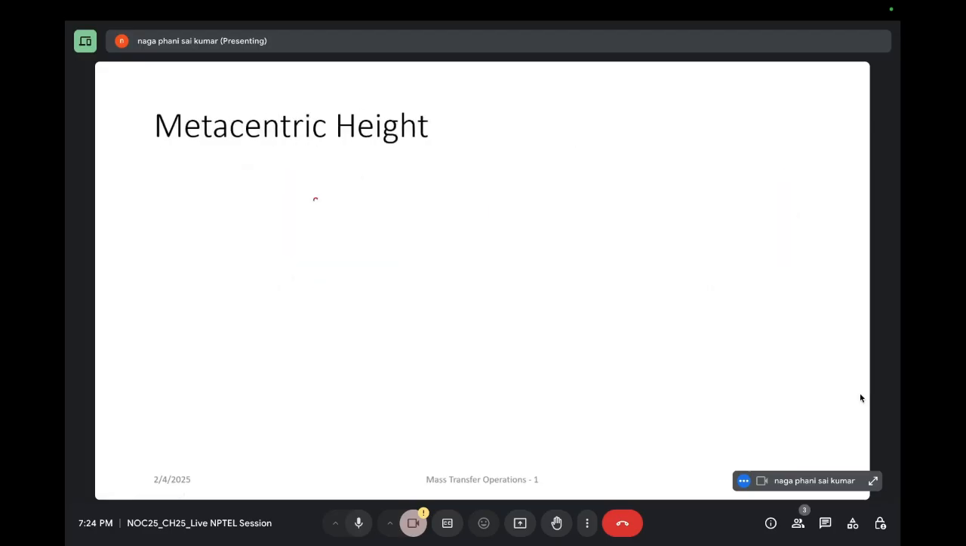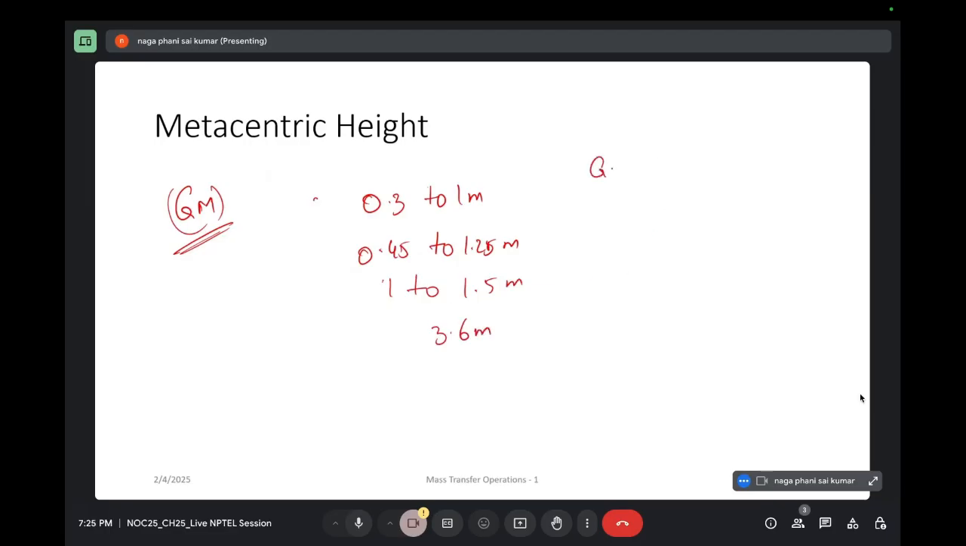And coming to height GM, that is metacentric height. This metacentric height plays a very important role. There are some standards as well for merchant ships, particularly liners. This GM should be from 1 to 3 meters. For sailing ships, this is from 0.4 to 1.25 meters, for battleships from 1 to 1.5 meters, and for river raft all the way up to 3.6 meters.